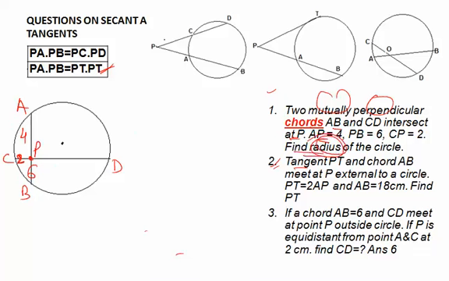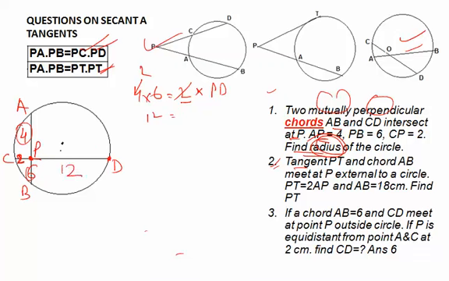So by this theorem and this formula, 4 into 6 is equal to 2 into PD. Suppose PD is equal to X. So PD will be 12, so this distance is 12.